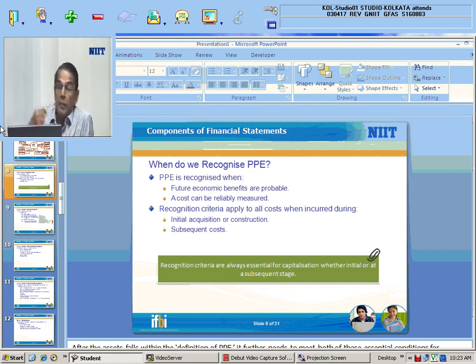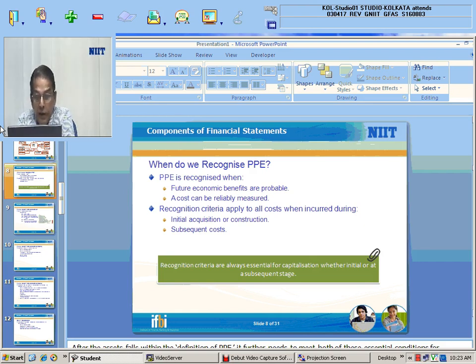If these two conditions are met, then a particular asset can be recognized as property, plant and equipment in the books of accounts. But both the conditions must be met. If you have an asset whose cost cannot be reliably measured, you cannot recognize it. If you have an asset whose cost is reliably measured, but there is no probability that the entity will be deriving any future economic benefit from the asset, then recognition cannot be made. So the recognition criteria is basically: future economic benefits are probable and the cost can be reliably measured.